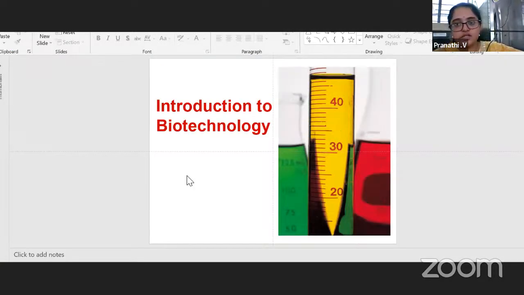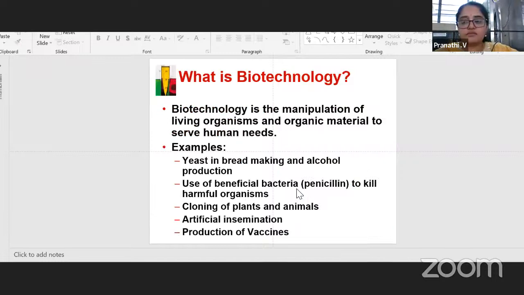So what is biotechnology? We have this everywhere. It is the manipulation of living organisms and different kinds of organic materials to serve human needs. An example is that since ages we have used the concept of curdling of milk. We use organisms, that is the starter culture. You take a cup of milk, you add one spoon of curds, which is a starter culture, so that this whole cup of milk will turn into curds. So inadvertently, without us knowing also, we have been using biotechnological methods, in fact.